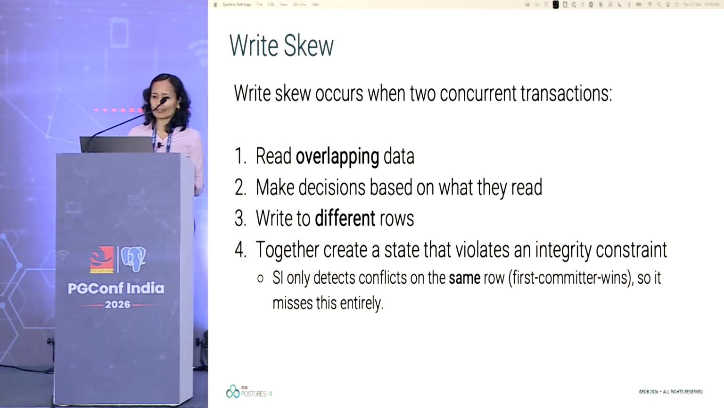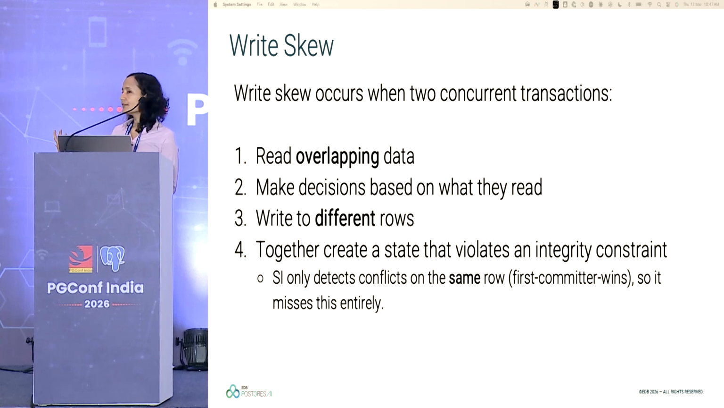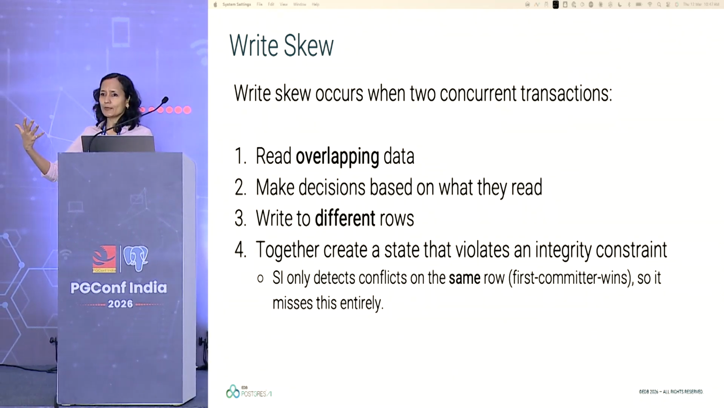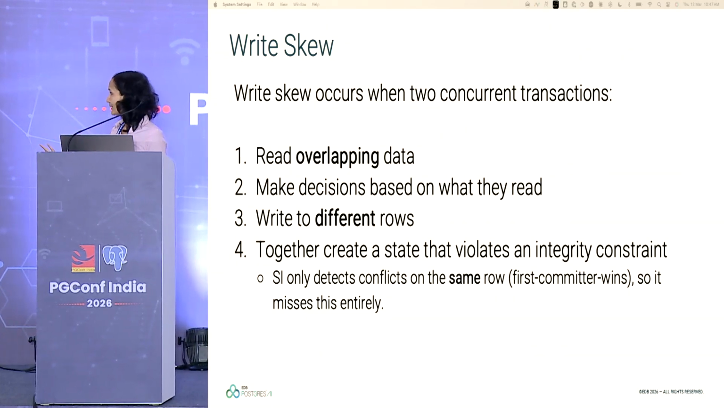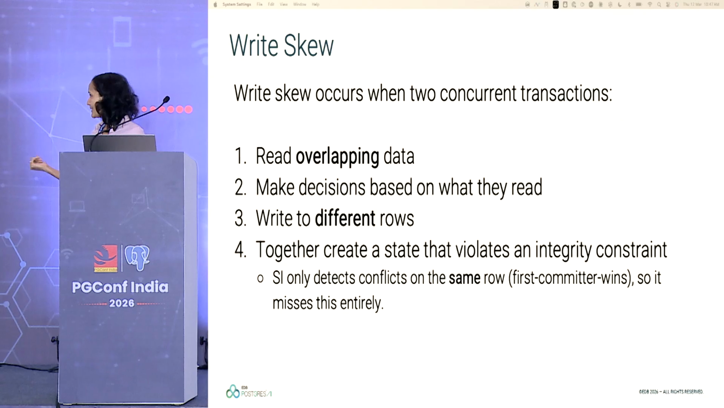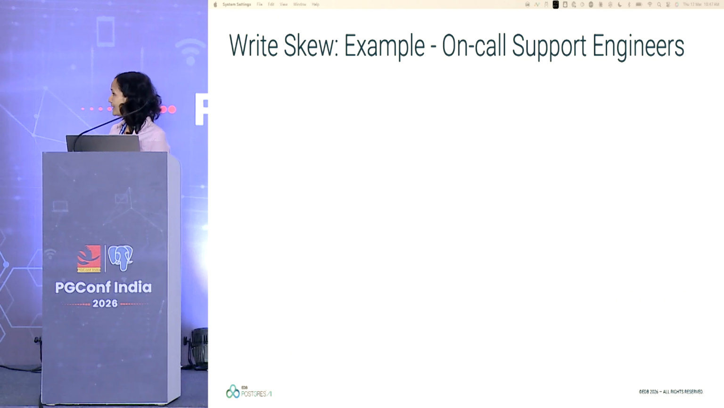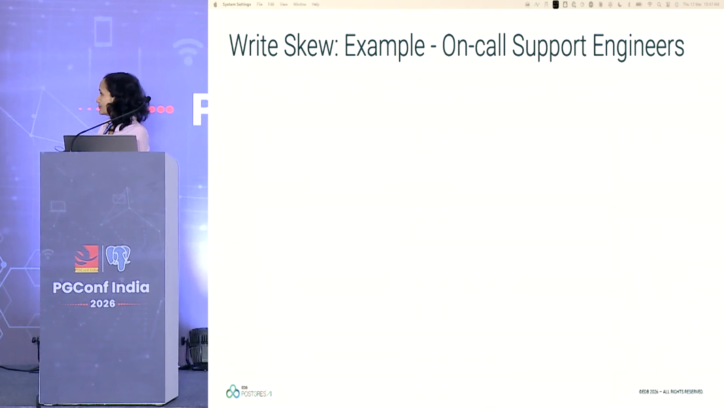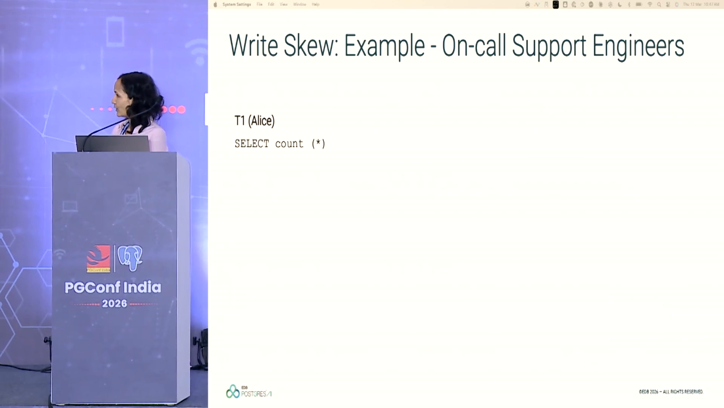So write skew occurs when two concurrent transactions read overlapping data. They read the same data, and based on reading of that data, they could be modifying different data. So because they modify different data, SI cannot detect this anomaly. So it misses this entirely. So we'll see an example here, which is very often seen in literature. So, we have on-call support engineers and the constraint that at least one engineer should be on call.